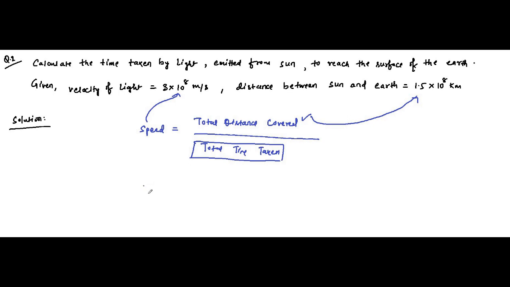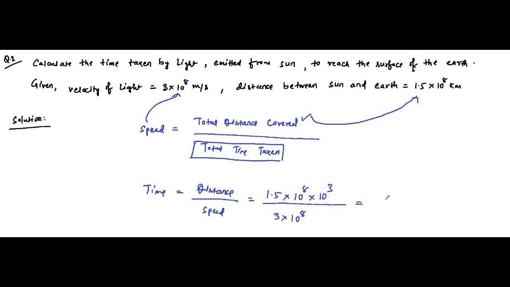So here time will be simply distance by speed, which will be equal to, we'll convert it in meters. The distance is 10 to the power 8 into 10 to the power 3 meters, and speed is 3 into 10 to the power 8. So that will be the result. Let us calculate.